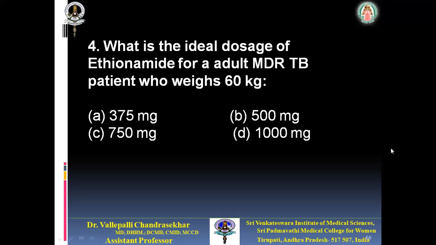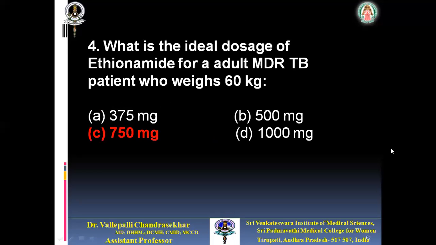So what is the ideal dose of ethionamide for an adult MDR TB patient who weighs 60 kg? 750 milligrams. That's good. You have to follow the table. Excellent. That is 15 milligrams per kg, so 750 milligrams you have to give for this body weight.